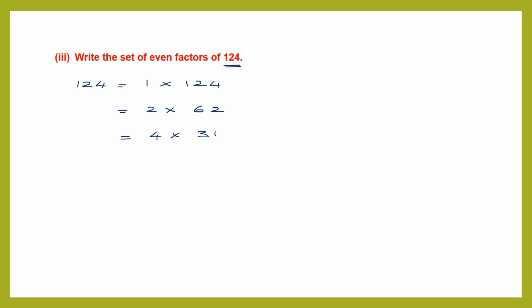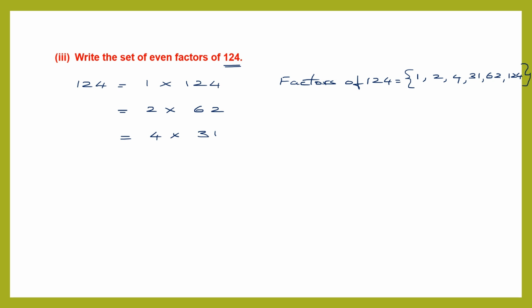So what are all the factors of 124? 1, 2, 4, 31, 62 and 124. So let's write that down. So factors of 124 are all these numbers. What are these? 1, 2, 4, 31, 62 and 124. These are all the factors.